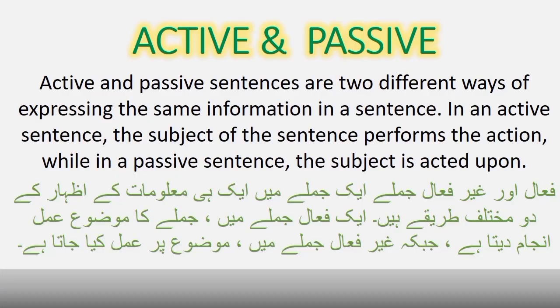Active and passive sentences are two different ways of expressing the same information in a sentence. In an active sentence, the subject of the sentence performs the action, while in a passive sentence, the subject is acted upon.